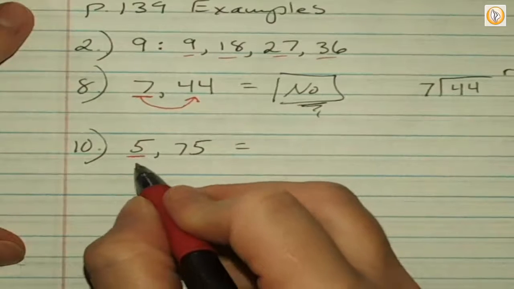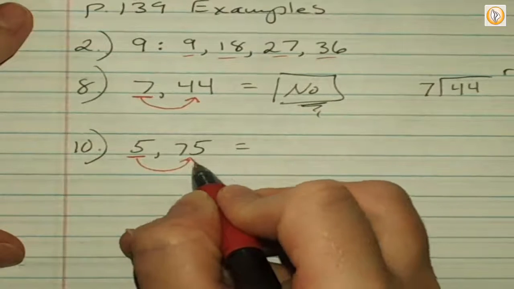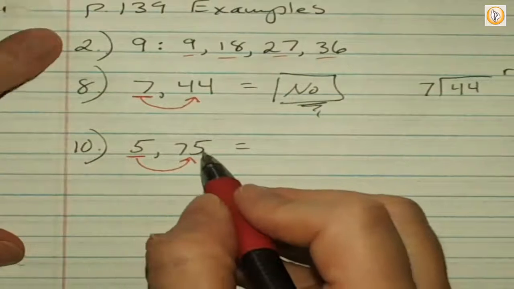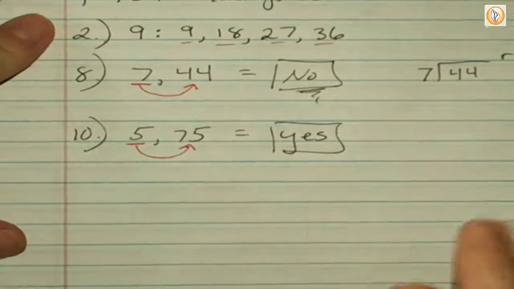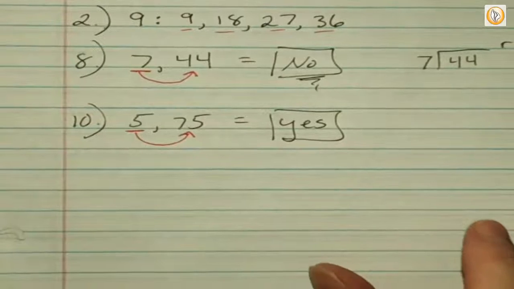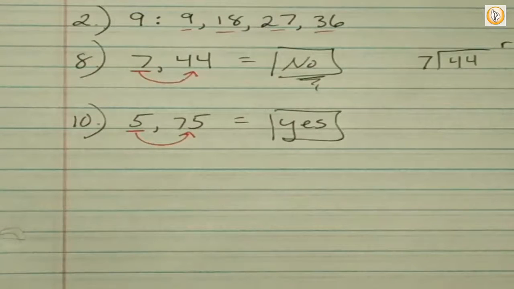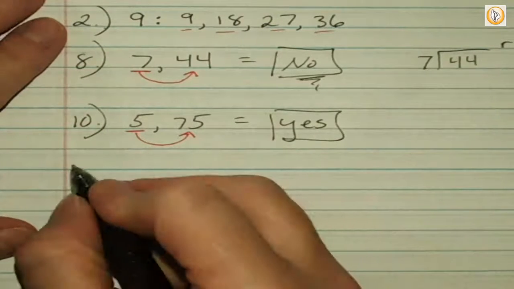Tanner, is 5 a factor of 75? Can 5 go into 75 evenly? And she says yes. Yes. So do we understand this? Let's look at 14.